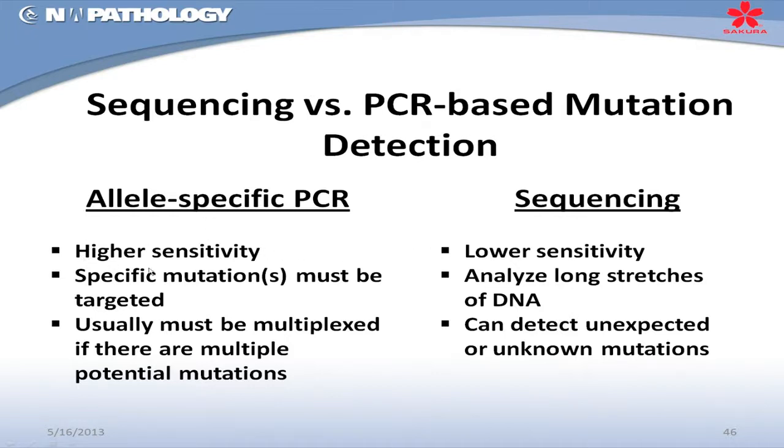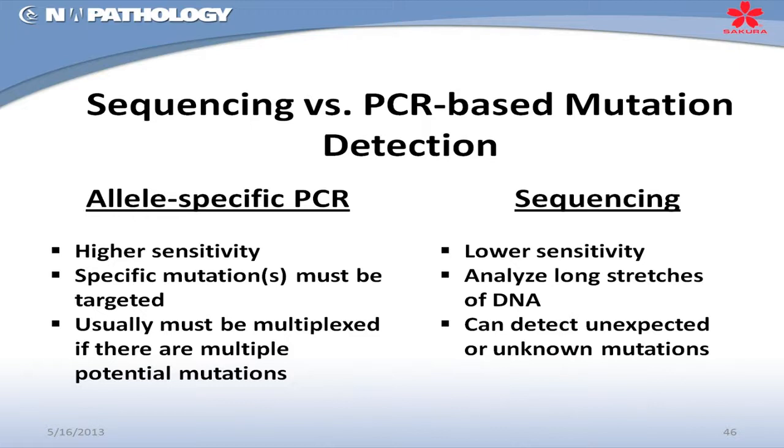Allele-specific PCR, in contrast, is very high sensitivity because there's massive amplification as a part of it. The advantages, however, of sequencing are that you don't need to know what you're looking for ahead of time. You can analyze relatively long stretches of DNA, and it can detect unexpected or unknown mutations, whereas with allele-specific PCR, you need to know exactly what mutation you're looking for and design those primers for that exact site.